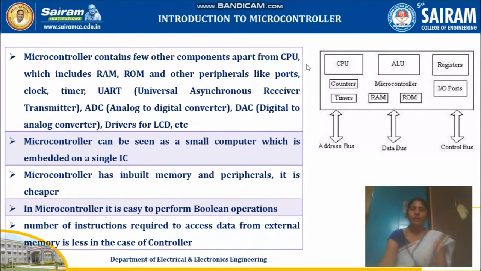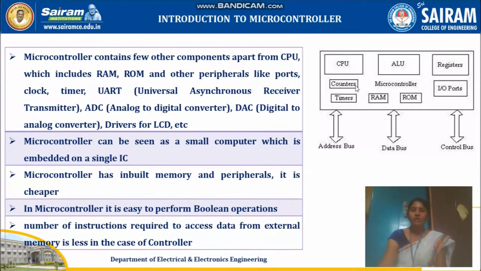When you see a microprocessor diagram and the microcontroller diagram, in the microprocessor diagram we won't have an internal memory, that is, the computer on chip memory is not there. Whereas in the microcontroller we have computer on chip memory, that is RAM and ROM. So it has inbuilt memory, inbuilt peripherals, and also it is cheaper than a microprocessor. In a microprocessor it is not possible for us to perform a boolean operation as the memory is connected externally. Whereas in the microcontroller it is very easy to perform boolean operations as the memory is connected internally.